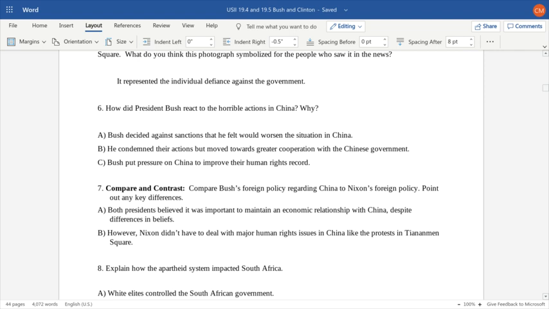However, Nixon did not have to deal with the human rights issues in China like the protests in Tiananmen Square. So really, Nixon was just in the very beginning stages of what was going on in China. Therefore, he dealt with more of the positives as opposed to the negatives associated with China.